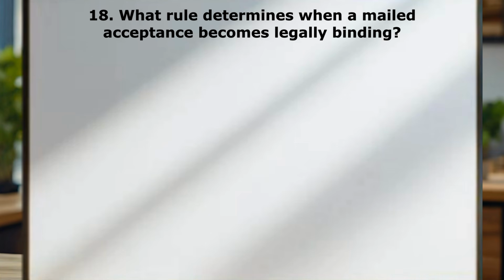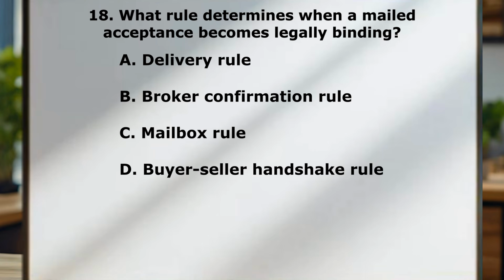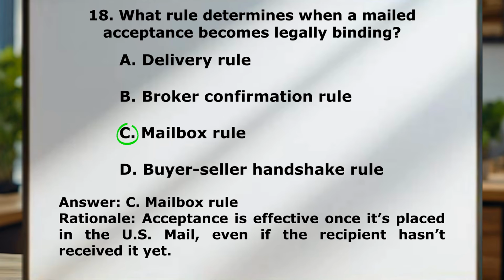What rule determines when mailed acceptance becomes legally binding? A, delivery rule. B, broker confirmation rule. C, mailbox rule. D, buyer-seller handshake rule. Well, that sounds like a cool one. Correct answer here is C, the mailbox rule. So remember, we had this one earlier. Acceptance is effective once it's placed in the US mail, even if the recipient hasn't received it yet.